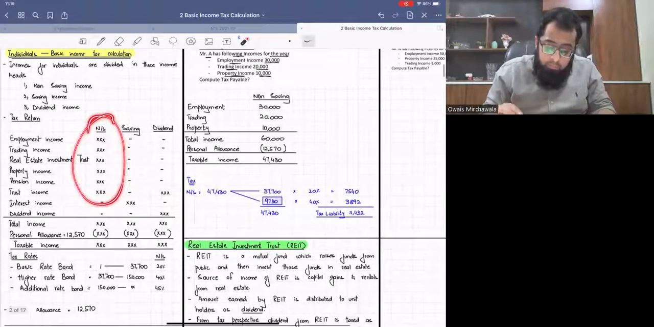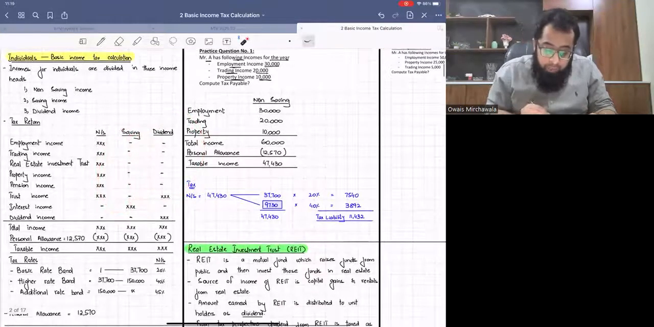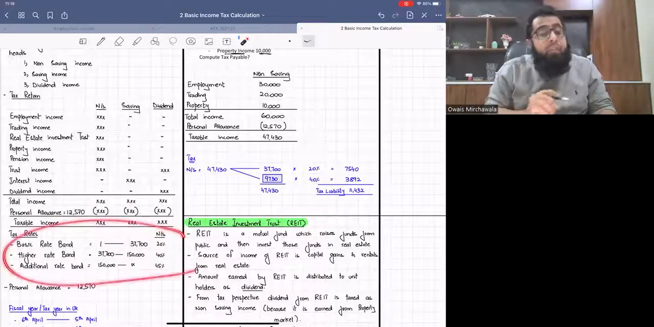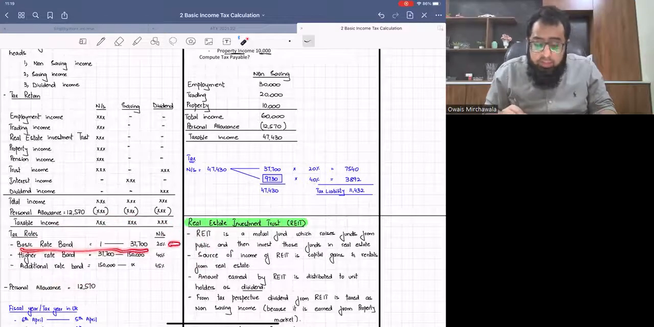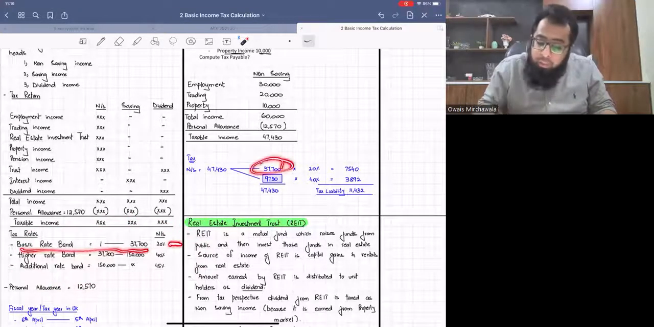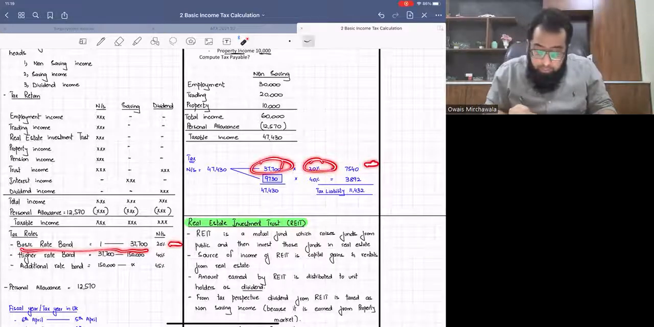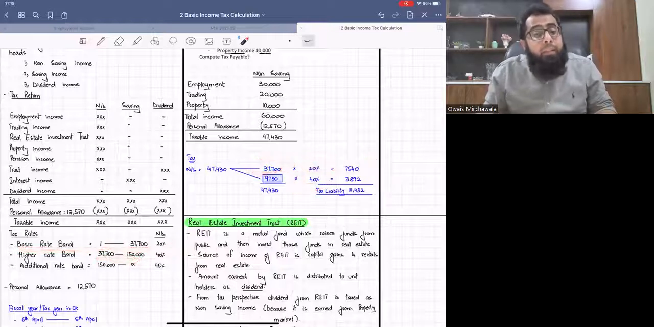Non-saving income, saving income, and dividend income. We arrive at the value of total income. The personal allowance is 12,570. Then we arrive at the taxable income. The rates of tax: till 37,700, the rate of tax is 20%, as we did in this question. Then till 150,000, the rate of tax is 40%.